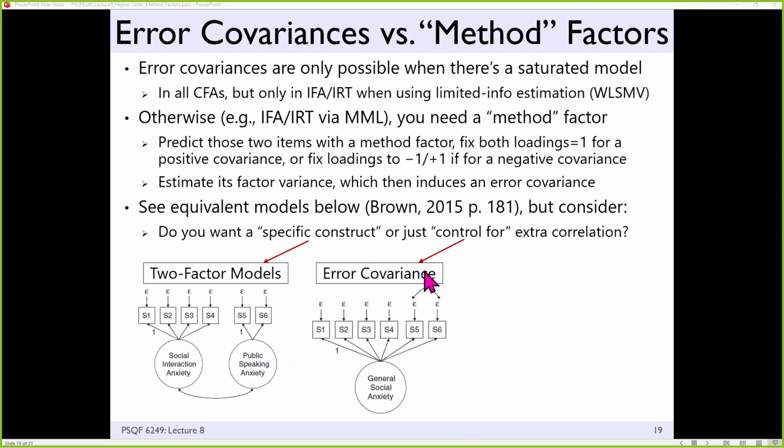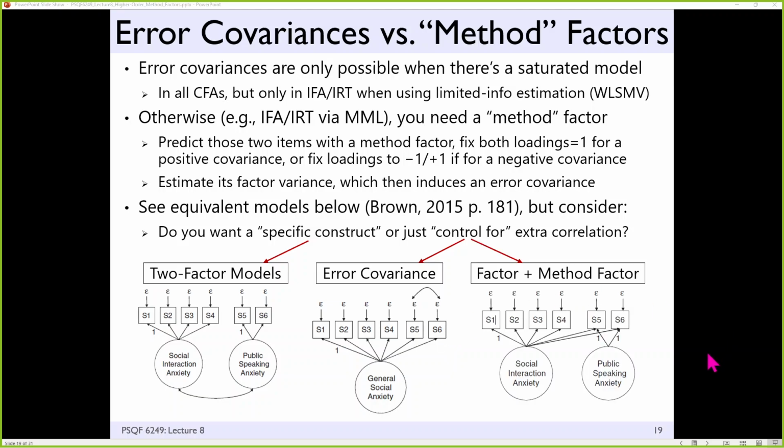If you just want the extra relationship to go away, that's when you would do an error covariance if it's a CFA type model, or a method factor. So the distinction between the picture on the left and the picture on the right is that the last 2 items can still contribute to the general factor on this version of it, and then there's an extra factor beyond that. So it's a 2-factor model, but it's considered a method factor model or a bifactor model because of that.